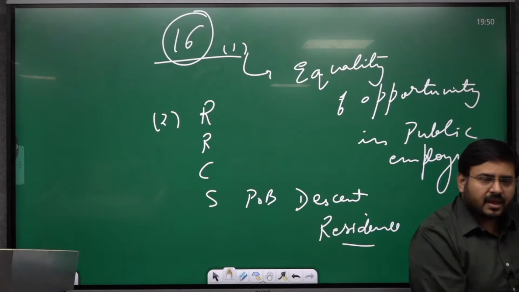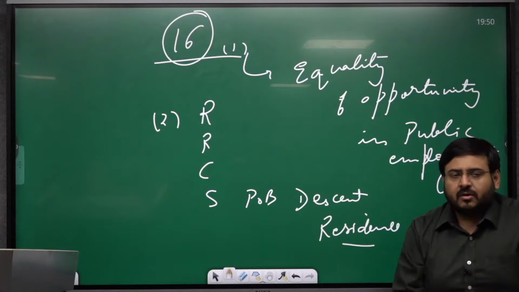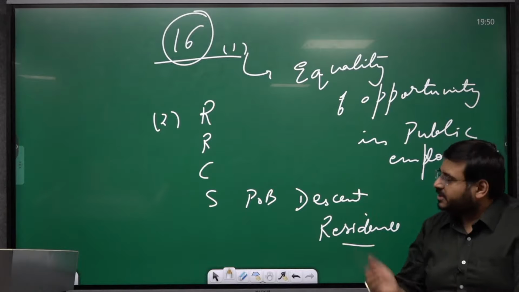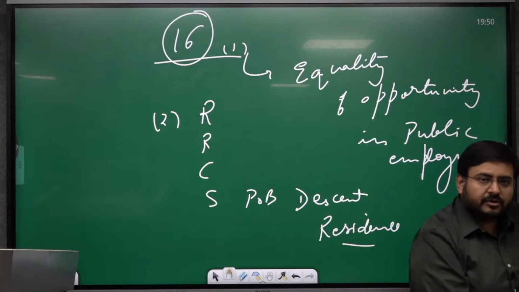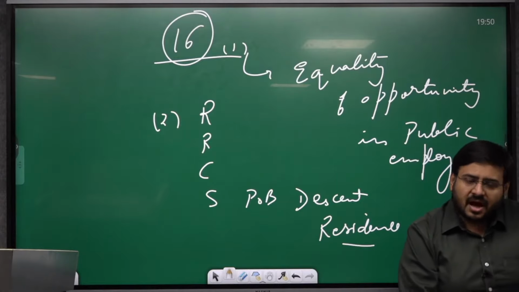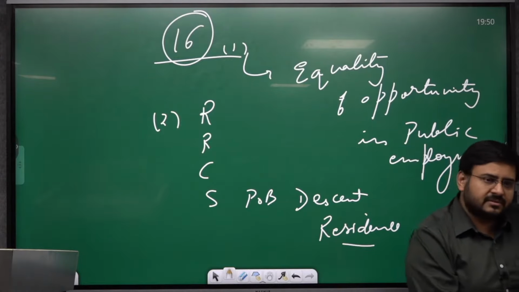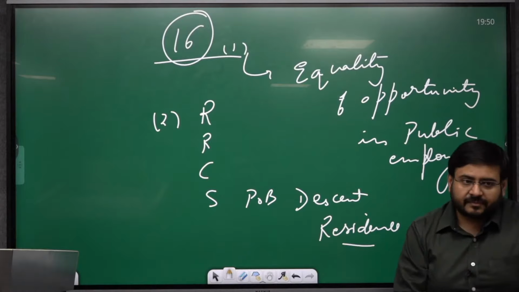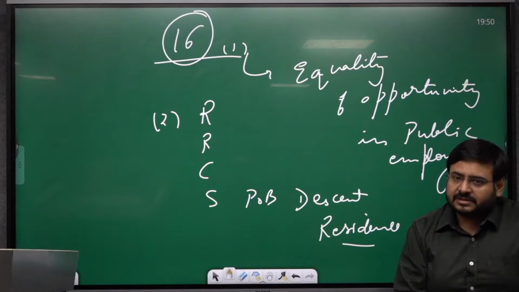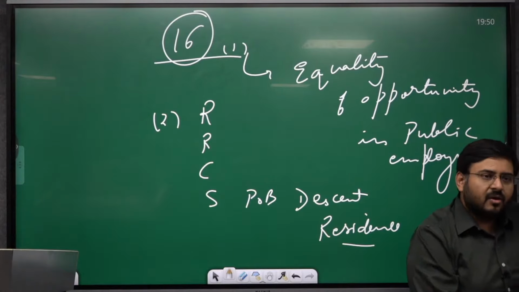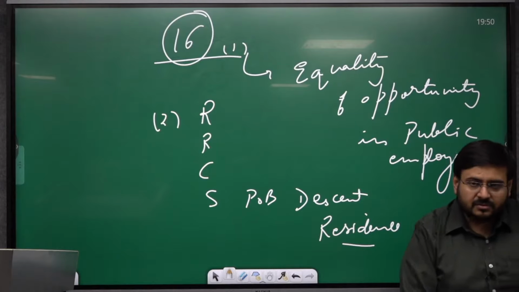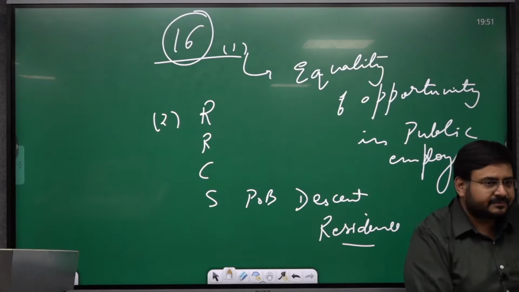Now, do you know that there are reservations on the basis of caste also in public employment? But here it says there should not be any discrimination on the grounds of religion, race, caste, sex, place of birth, descent or residence. And you have seen the provision of reservations in almost all these factors, right? So, is it a violation?